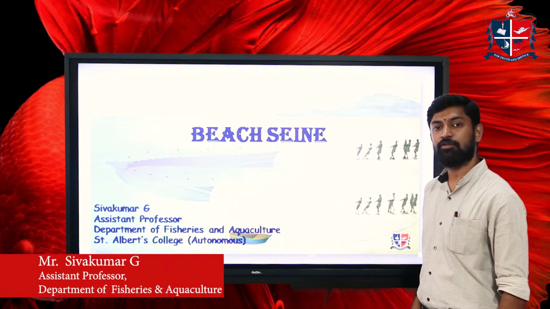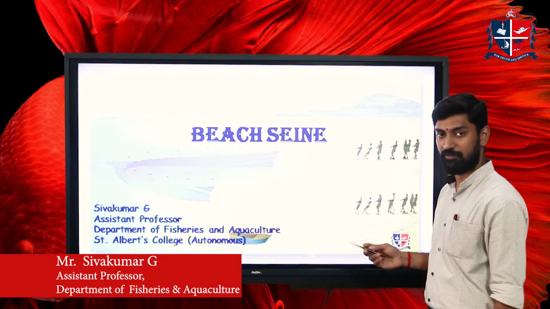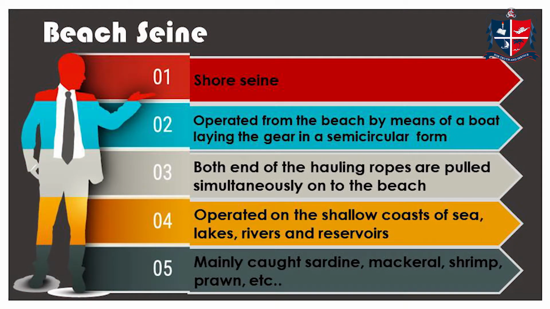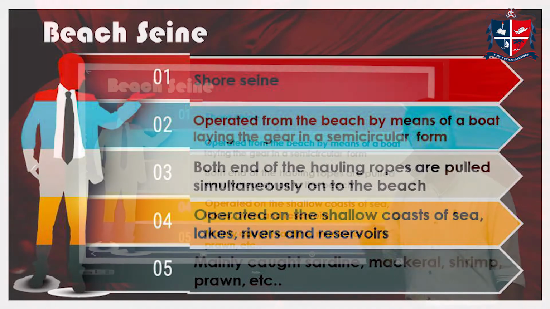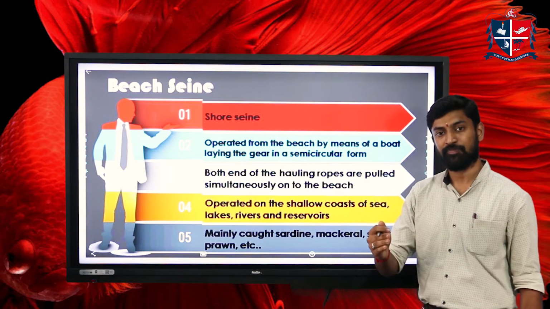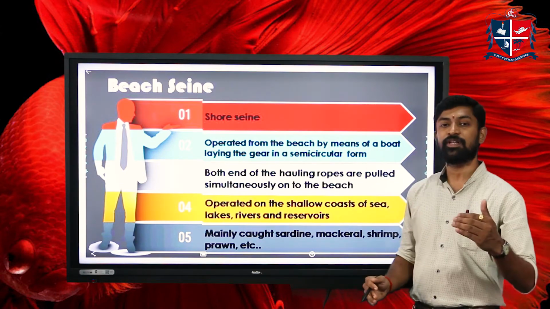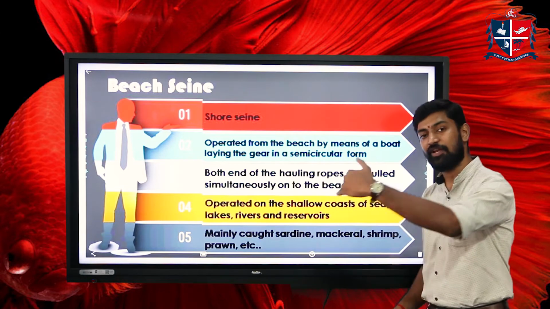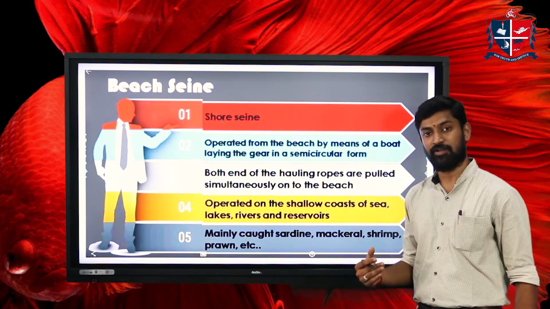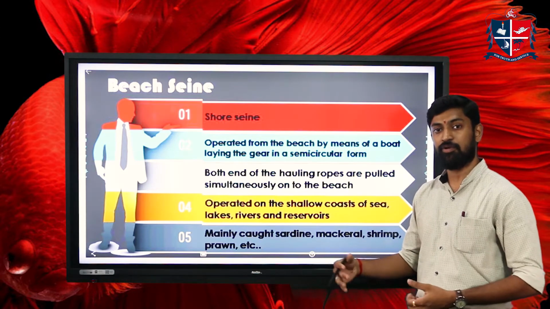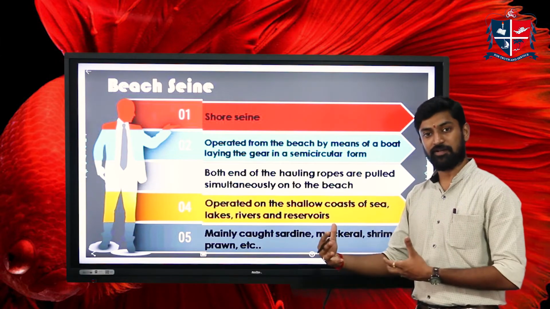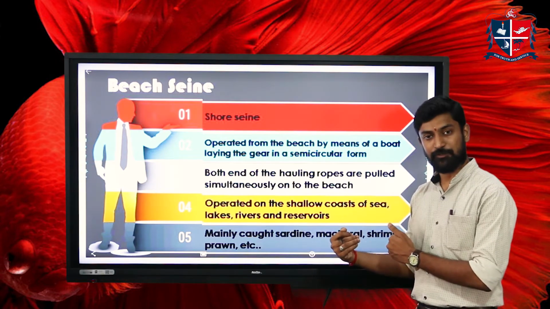In this section, we are going to discuss the beach seine, one of the gears used in catching fish. The beach seine is also known as the shore seine. Why? Because it is operated from the beach or shore by means of a boat laying the gear in a semicircular form. Both ends of the hauling line are the lines or ropes we use to pull up or haul the gear towards the beach.